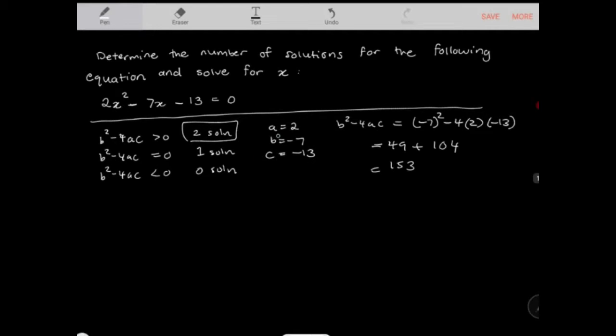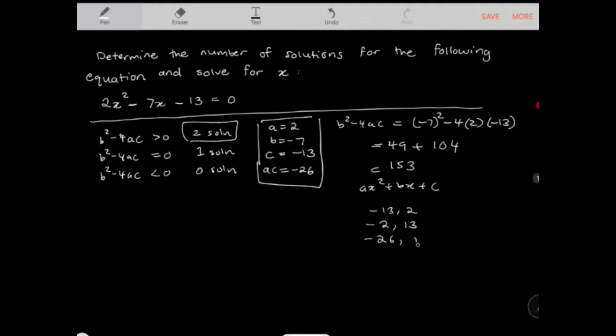Now, if I take a look at this, I wanted to factor this in the form of ax squared plus bx plus c. You need two numbers that add up to b and multiply to ac. Well, our ac term here is -26. The only issue here is that two numbers that multiply to -26 can literally be -13 and 2, -2 and 13, -26 and 1, and 26 and -1. So none of these would actually add up to -7. So this technically is not factorable.